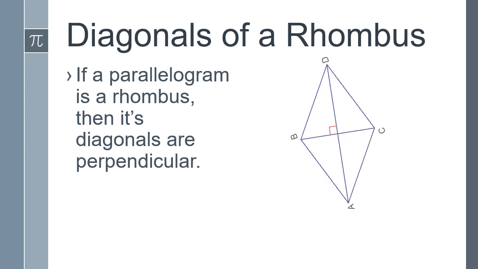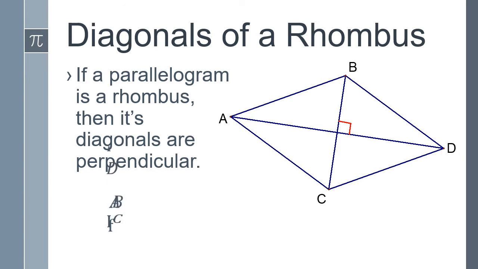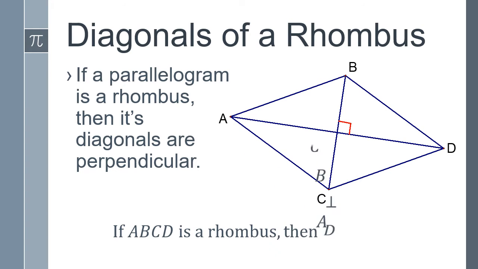Yeah, I know I'm going all over the place with this. Each of the diagonals is a perpendicular bisector of the other. So let's call this intersection point X. Segment AX is congruent to segment DX. Segment BX is congruent to segment CX.